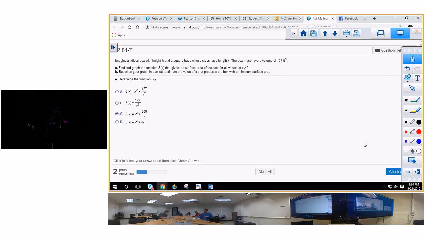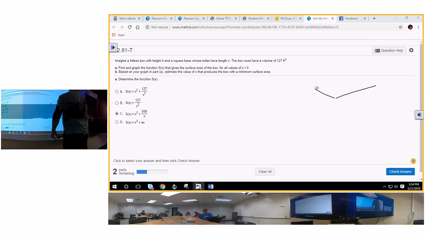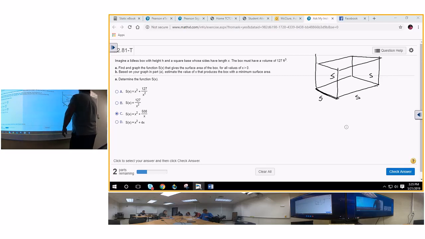Okay, first of all, draw yourself a picture. So you've got a box that looks something like this. You know that the bottom is a square, so we're just going to say side, side, side, side. I'm not an artist, okay? So, there we go.